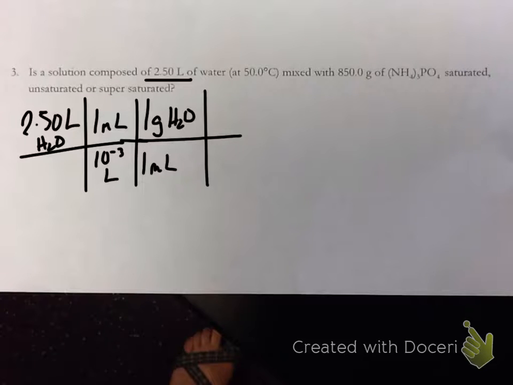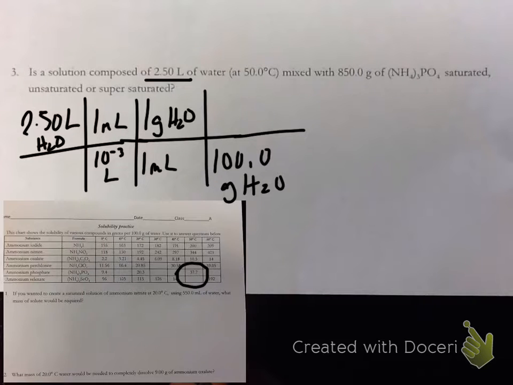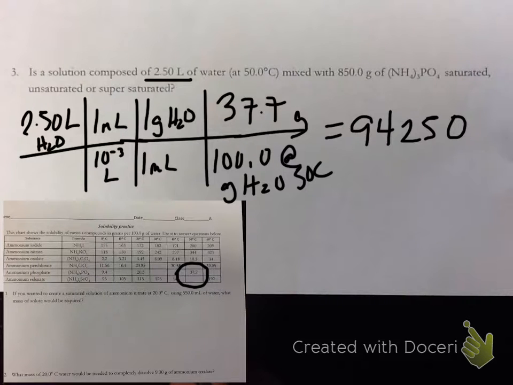And we know that every 100.0 grams of water can actually dissolve... Okay, so from the table we know that 100 grams of water at 50 degrees, and I'm going to make my little note in here at 50°C so I don't screw that up, can dissolve 37.7 grams of ammonium phosphate. So the number, divided by 100. There we go. That's the critical piece that I forgot.